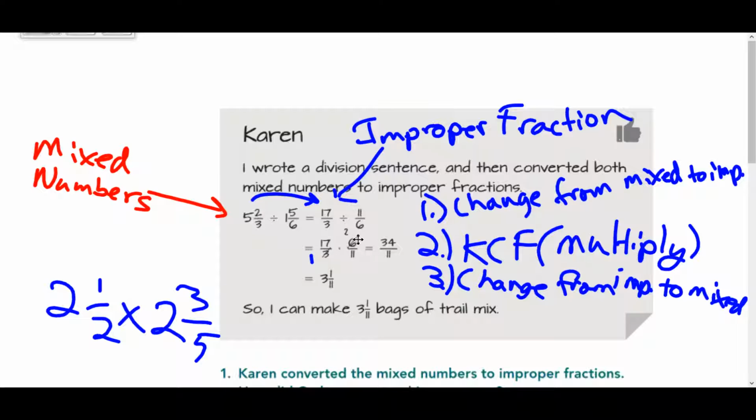17/3 times 6/11. Now, this is strange. They crossed out the 6 and the 3, but what they're doing there is they're simplifying and turning it into a 2, and this into a 1, because a 3 goes into 6 and a 3 goes into 3. 6 divided by 3 is 2, and 3 divided by 3 is 1. So in other words, what they're doing really is simplifying before they multiply.